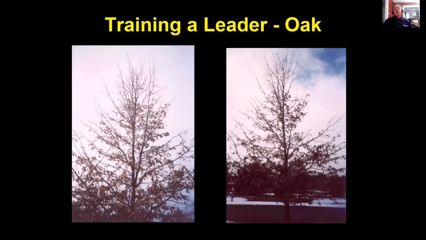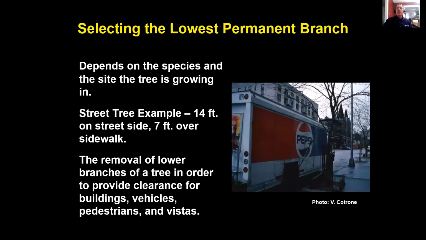Here in this oak, you can see we have a competing leader starting to form. And what we're going to do is just make a reduction cut in here and shorten it. So we're trying to maintain, and the tree doesn't look much different. And we really, with a pole pruner, one cut, we solved the problem here while the tree was young in the landscape.